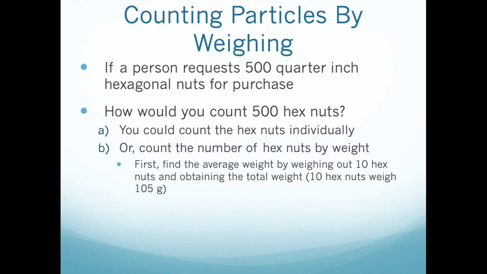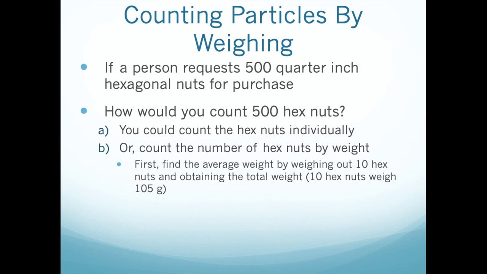So let's start off by looking at an analogy for why we need to count things the way we do in chemistry. Let's say you worked at a hardware store, and you had a customer come in and ask for a large quantity, a large number of really tiny things. Let's say you had these tiny hexagonal nuts that you're trying to count out. These things are really fiddly. They're tough to pick up with your fingers and count individually. And besides, the customer wants 500 of them.